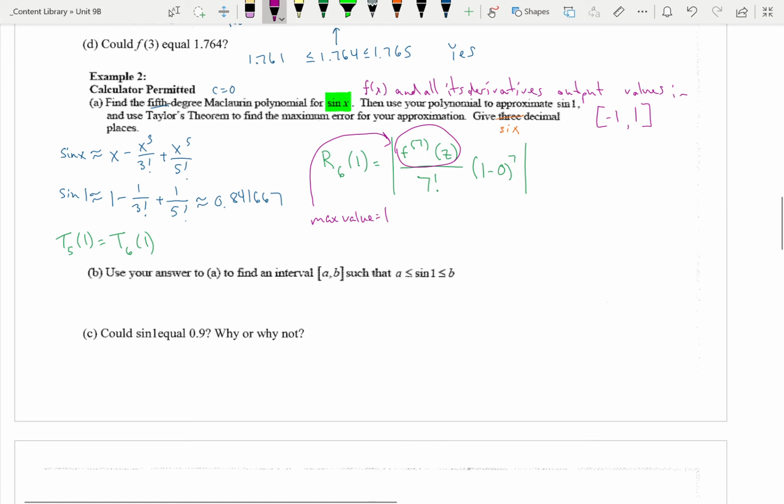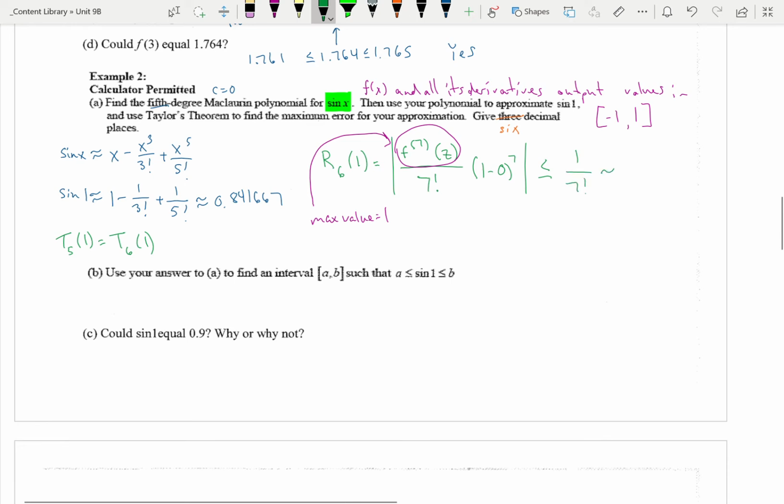than 1. So I'm going to say that this error, for sure, guaranteed, is definitely less than or maybe equal to, probably not. I'm going to just replace that messy numerator with a 1 over 7 factorial times 1 to the 7th.